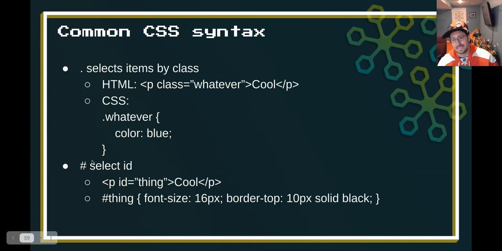Then I could do an ID selector, which is another common one. It's a pound sign. The pound sign targets, if it says a P tag or div or anything else, ID equals thing. I'm going to be able to target that thing and apply, in this case, font size 16. It's going to have a top border that is 10 pixels wide, solid black.